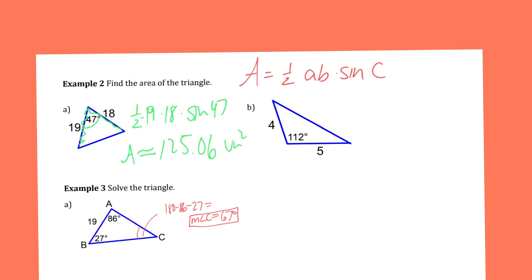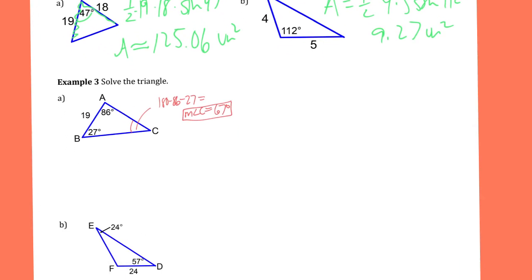Okay, same with this. If you're like, I don't know that base, it doesn't matter. You do 1/2 times two of the sides, 4 times 5, times the sine of the angle between them. And guess what? The area of this is going to be 9.27 units squared. Isn't that weird? It's the same as if you knew the base and the height and multiplied them and divided by 2.